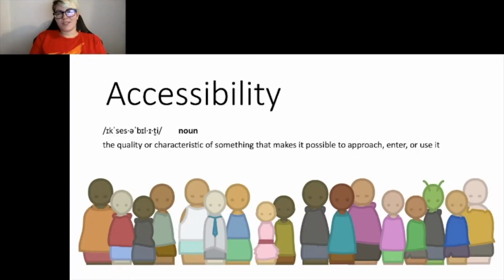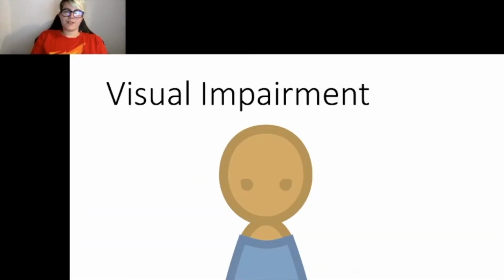The definition of accessibility, according to the Cambridge Business English Dictionary, is the quality or characteristic of something that makes it possible to approach, enter, or use it. The main focus today will be visual impairment. This includes colour vision deficiencies and complete inability to interact with visual elements. First, we'll look at the numbers.